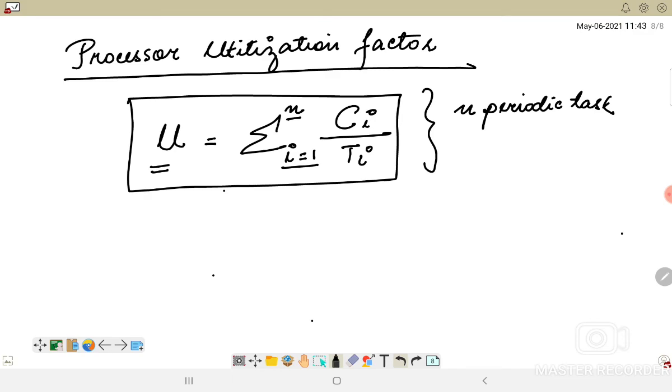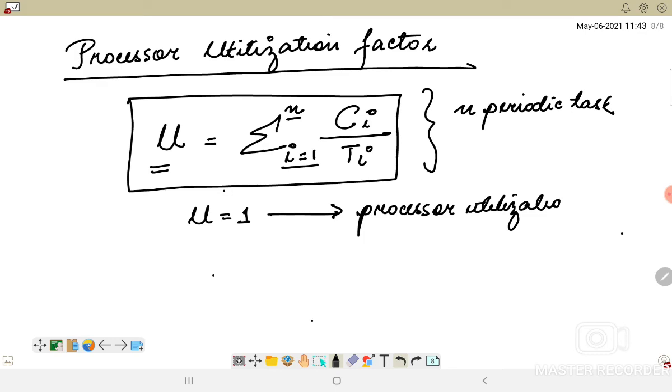And if the processor utilization is greater than 1, then the task set will not be schedulable by any algorithm. We have to understand that if U is equal to 1, that means the processor is utilized 100%. So if the processor utilization is greater than 1, that means we will not be able to schedule that particular activity by any algorithm.